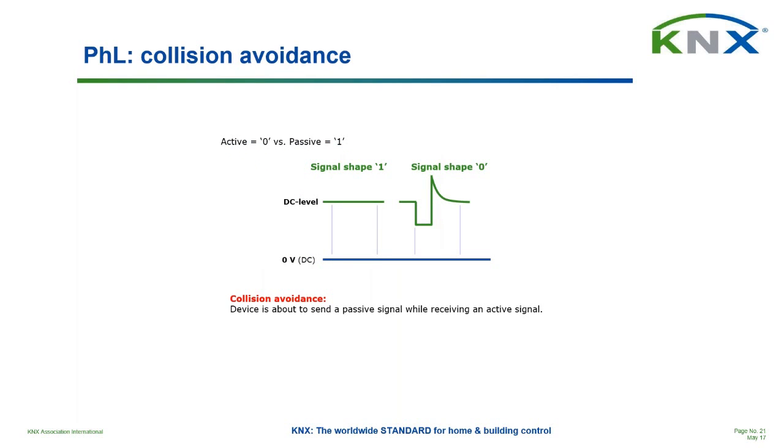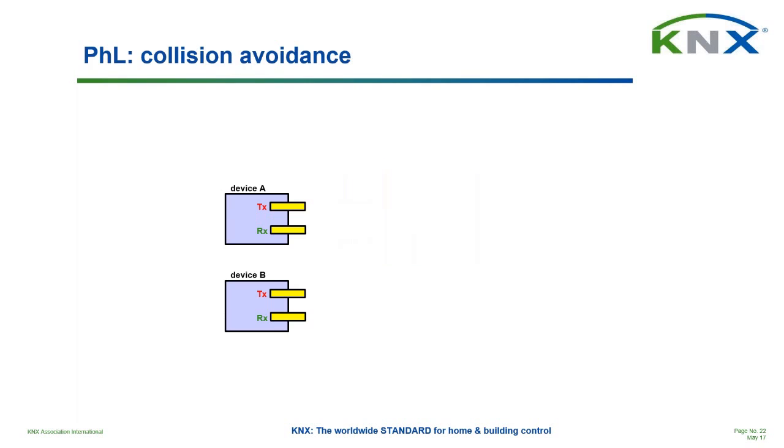And also I want to repeat that a signal with shape 1 is considered as a passive signal. It's just always there and exactly like that, unless there is some activity. So therefore we say that a signal with the shape 0 is actually an active signal. And this brings me then to the collision avoidance.